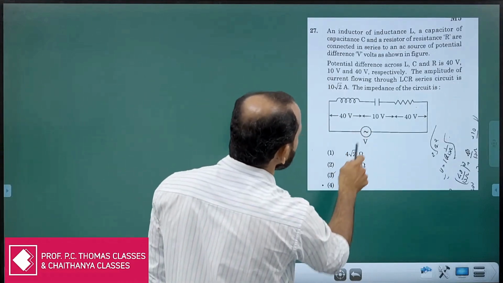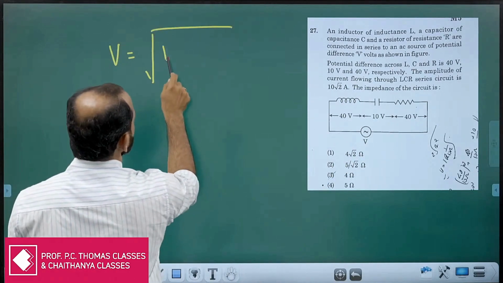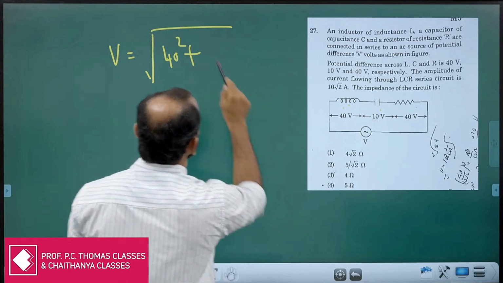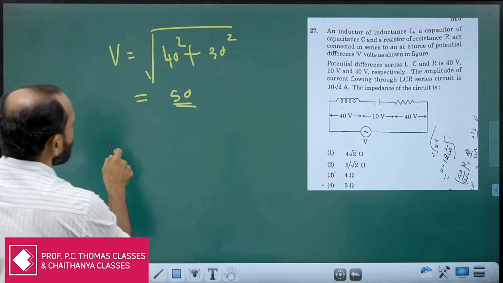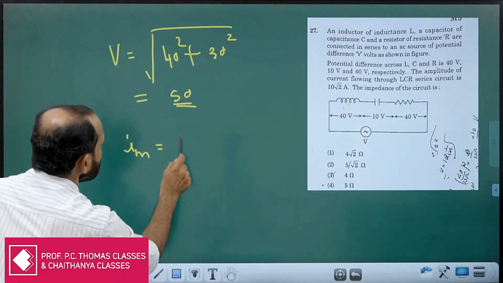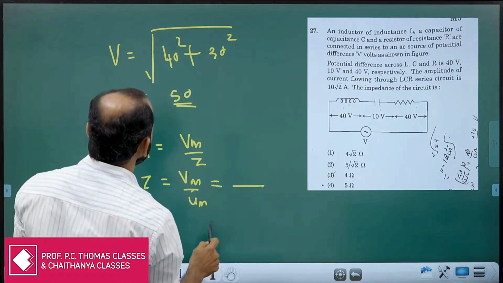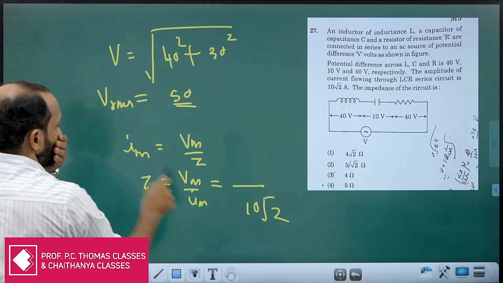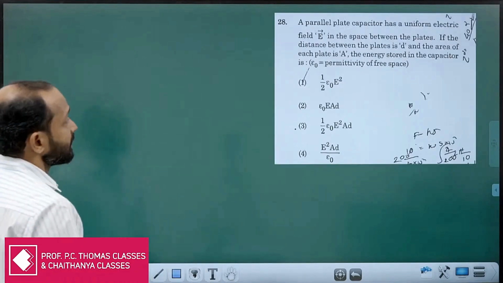Here, what is the supply voltage? From impedance triangle or from voltage triangle, V is equal to root of VR square plus VL minus VC all square, and you get 50. So 50 is the supplied voltage. Now impedance, and also the given peak current. Peak current IM is equal to VM divided by Z, or Z is equal to VM divided by IM. IM is 10 root 2. But what is V? This is the RMS voltage, that is 50. Root 2 times it will be its peak. Root 2 cancels and 50 by 10 is 5. So the fourth option is the right answer.